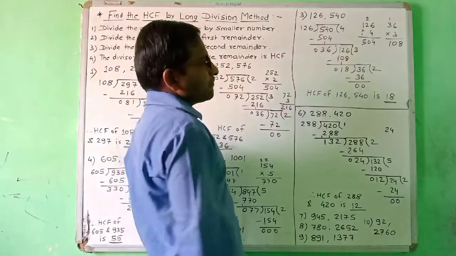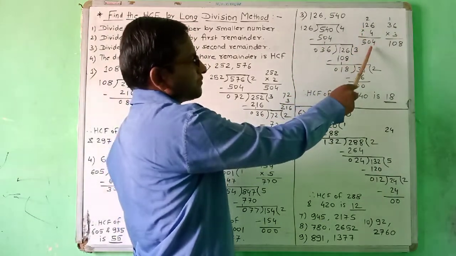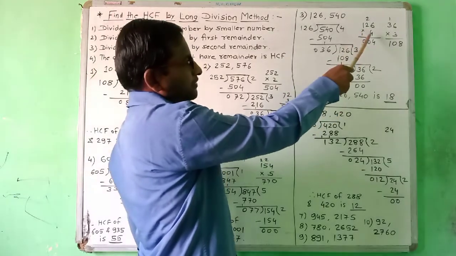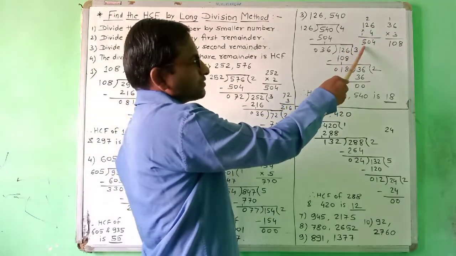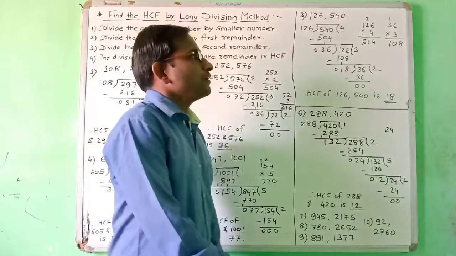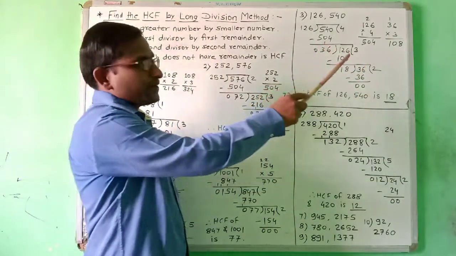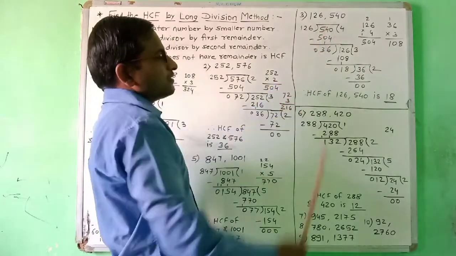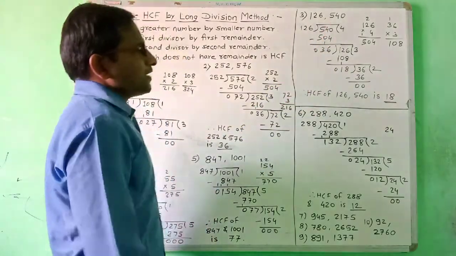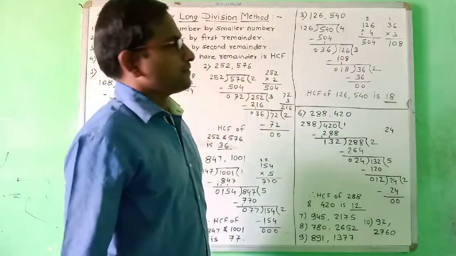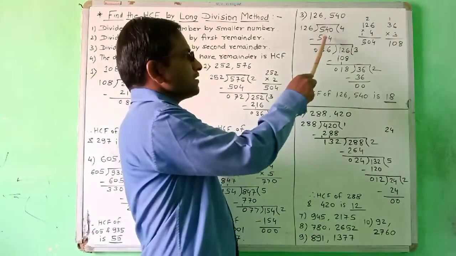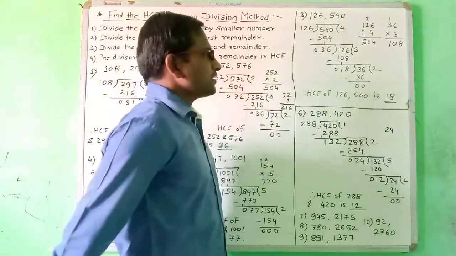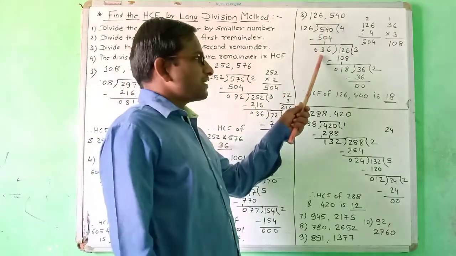126 multiplied by 4. 4 6s are 24, 4, carry 2. 4 8s are 32, plus 2, 34, write 4, carry 3. 4 ones are 4, plus 3, 7. Actually 504. So in the 4th place, we get 504. Write 504 here, and then do the subtraction. 0 minus 4, not possible. So 10 minus 4, 6, carry 1. 4 minus 1, 3, and 5 minus 5, 0. So here 36 is the remainder.